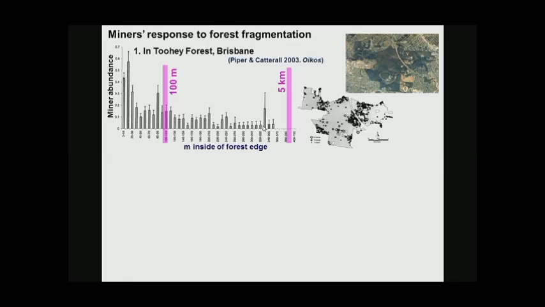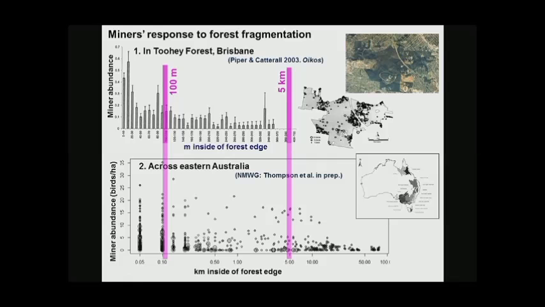When we put the data together from all of those people who've done all of those studies across eastern Australia and do a big analysis which says, what are all the factors that might influence noisy miner abundance, and we push them all into an analysis, it turns out that the most important one is distance in from the forest edge. And the result is almost identical. It's the first 100 metres. So within 100 metres of a forest edge, you're much more likely to see noisy miners.